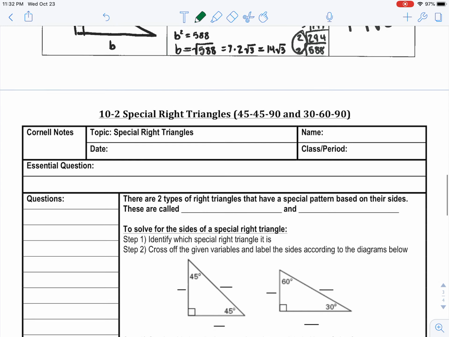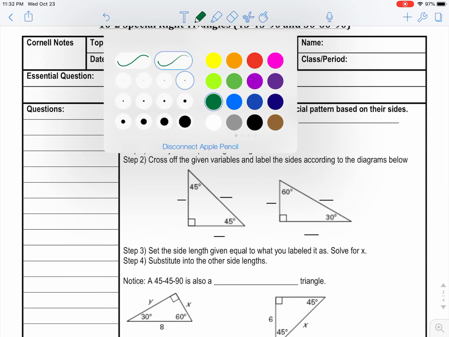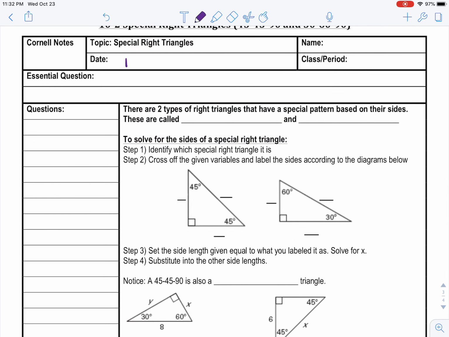So we're about to take notes on this right now. So today is the 24th. That's when you'll be taking these notes. And we want to be able to answer the essential question: how do I use proportions to solve for sides in a special right triangle?